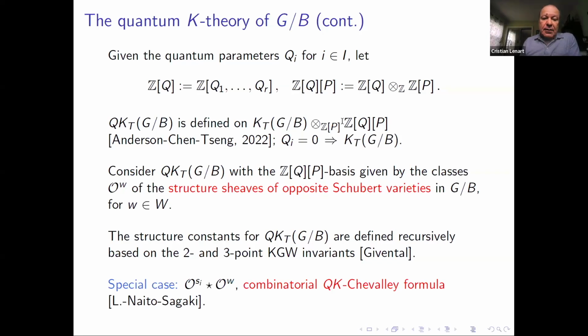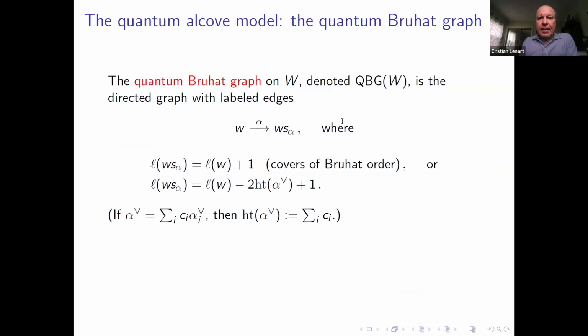So then, again, we look at the Chevalley formula, so multiplication by the class indexed by a simple reflection with an arbitrary class. And for this, we'll give a combinatorial formula with my collaborators, Naito and Sagaki. So now I will have to tell you about the combinatorial model, this quantum alcove model. This is based on Weyl group combinatorics. The basic structure is the Weyl group, but on the Weyl group, we consider the covers of the Bruhat order. So we have an arrow from an element W to W multiplied by an arbitrary reflection, edge labeled alpha, whenever the length increases by 1.